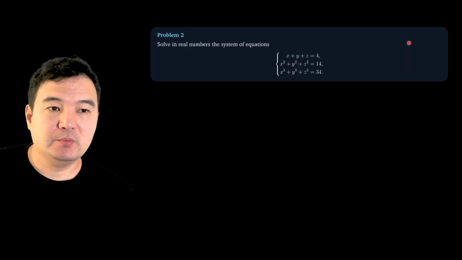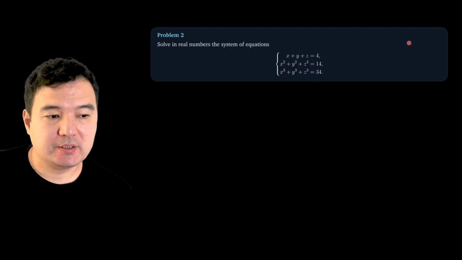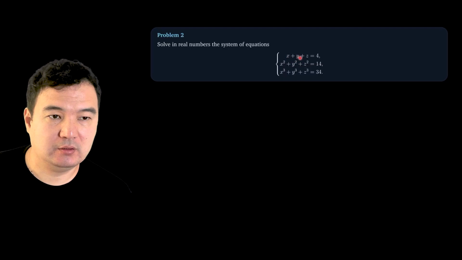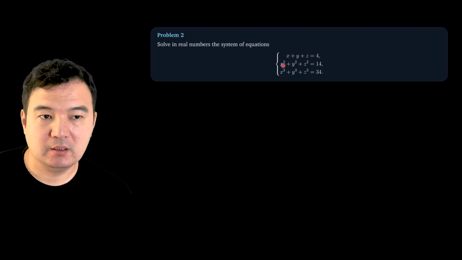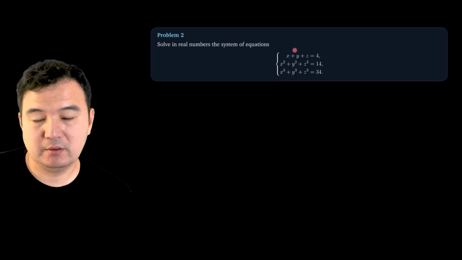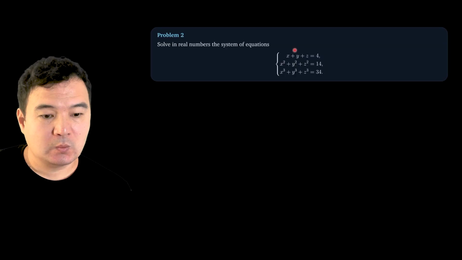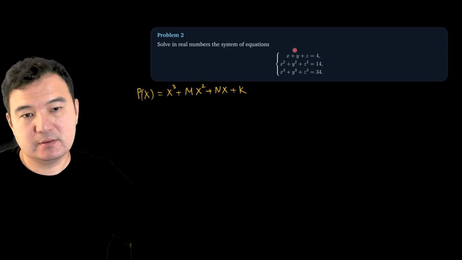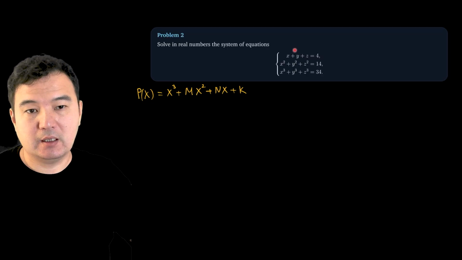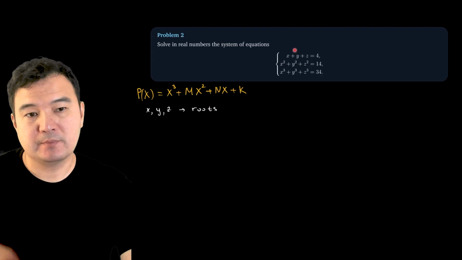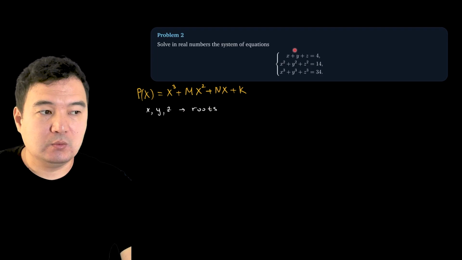So the second problem is a system of equations. It has one linear term of the first degree, but the second term is quadratic, x squared, and the third is cubic. This makes the equation a little bit tricky, but what we are going to do is assume a polynomial again, the same kind of polynomial, and imagine that the roots of this polynomial are x, y, z. We will use Vieta's theorem.